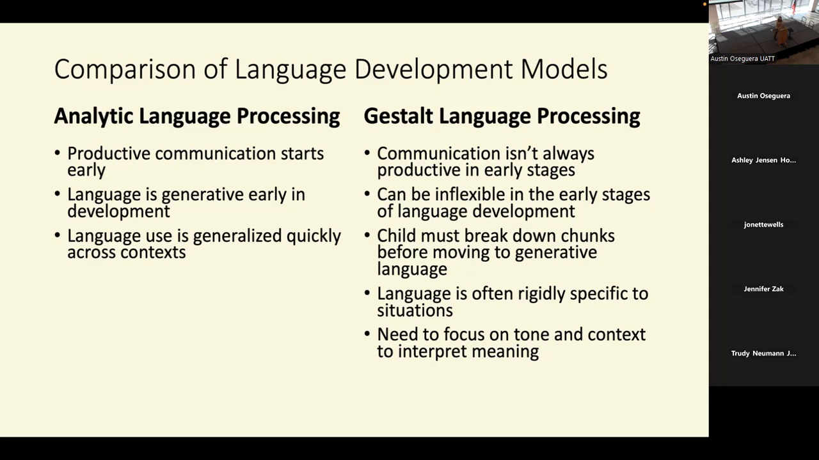And if you were here yesterday, the presenter said that in the beginning, we have these kiddos who will call all four-legged creatures dogs, so they generalize it really quickly across context, but then they really quickly learn, oh, that's a cow. And as parents, we see it disappear before we're ready, because it happens so fast. So with Gestalt language processing, communication isn't always productive in the early stages.